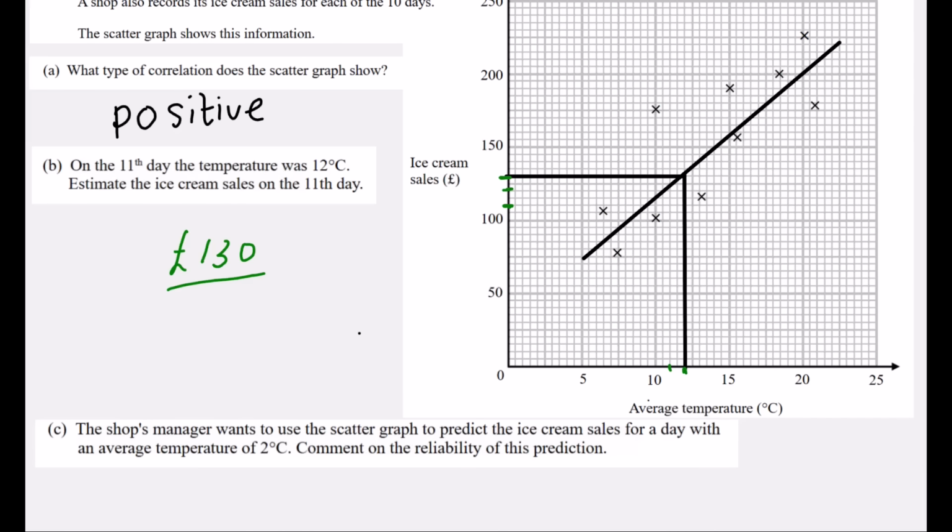So it will not be a reliable prediction. Not reliable. And the reason it's not reliable is because 2 degrees is outside the range of data. So there's no data for 2 degrees. We've got between 6.5 degrees to 21 degrees. So 2 is outside of that range, and we don't know that the relationship will stay the same outside the range. So 2 degrees C is outside the range of the data.